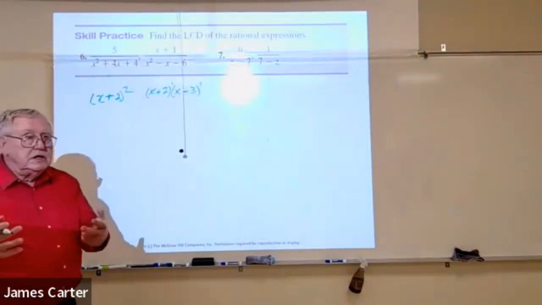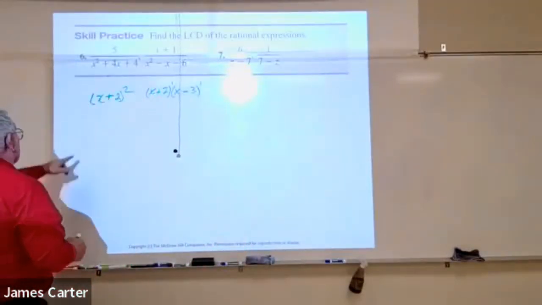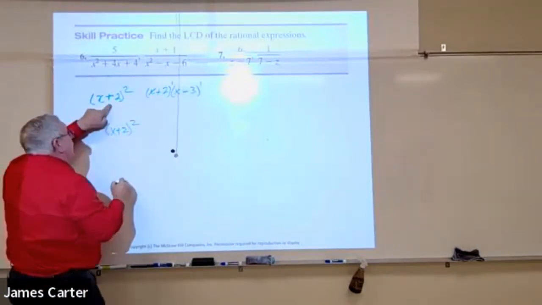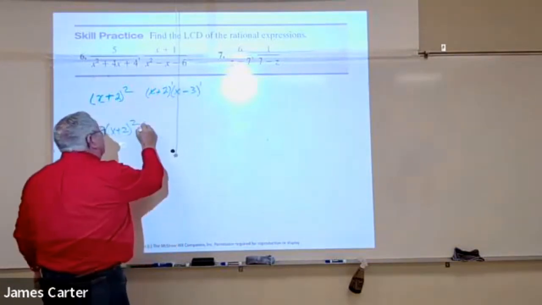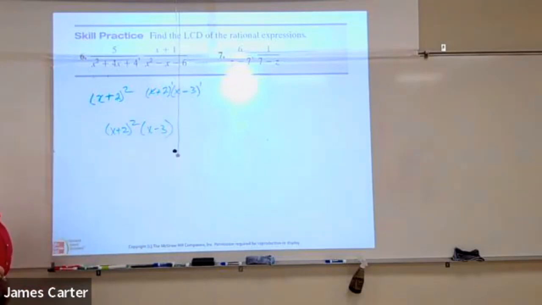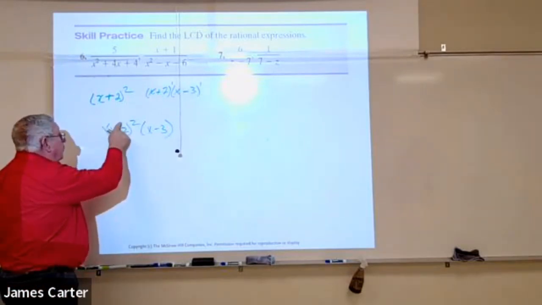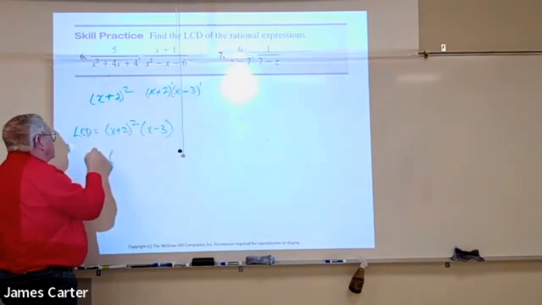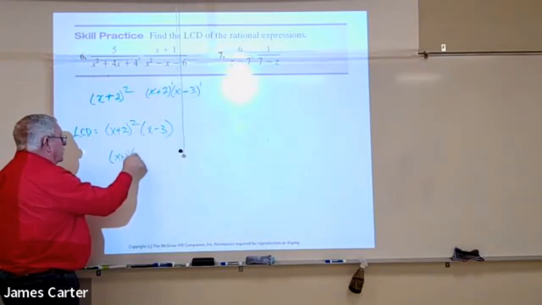And what is my rule? Take the highest power of each term. Well, here's the highest power of this one. And that one's included in one of these. So then x minus 3. That would be it. Now, later on, when we actually start working with problems, you probably won't show it that way. You may write LCD equals that, but when you're actually working the problem, you're probably going to do this.